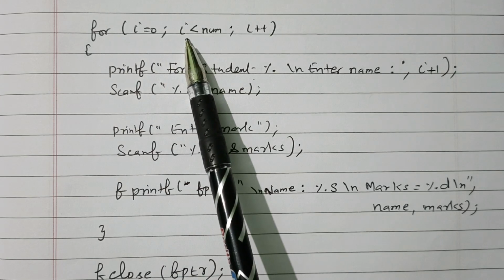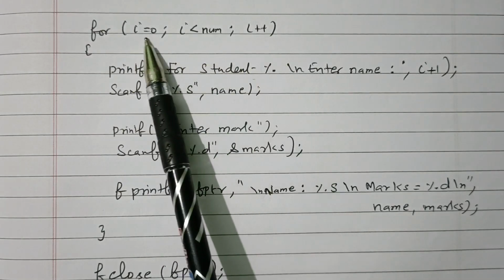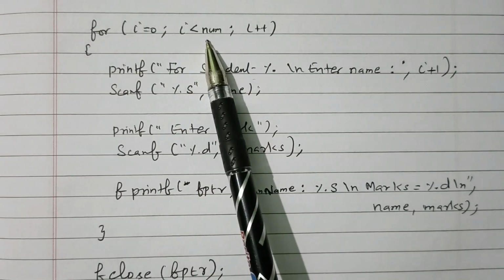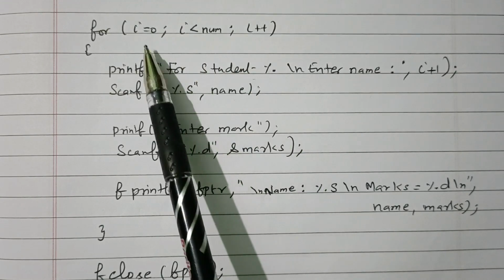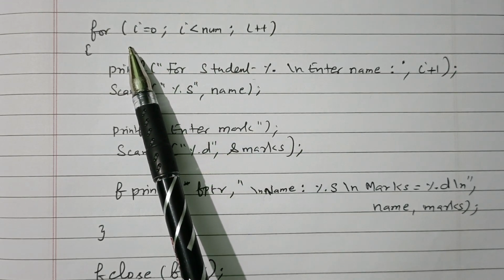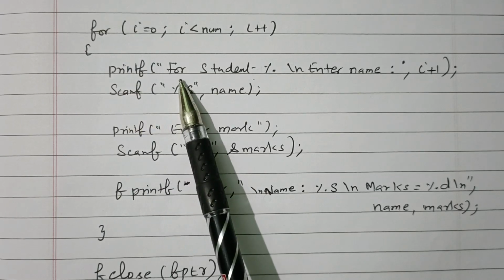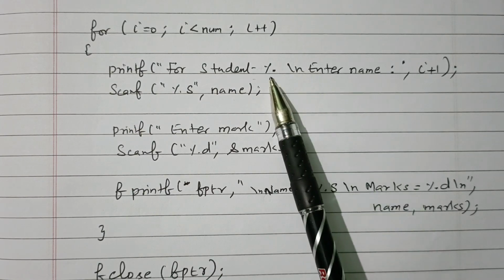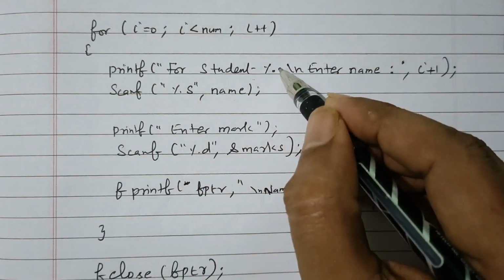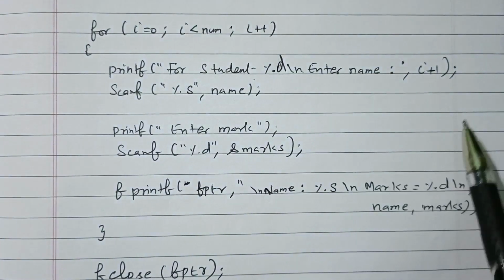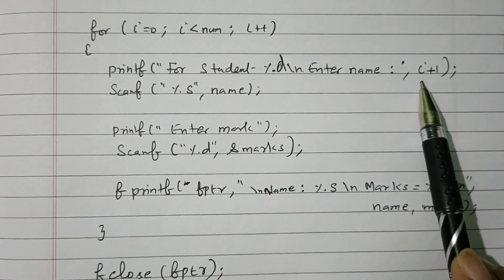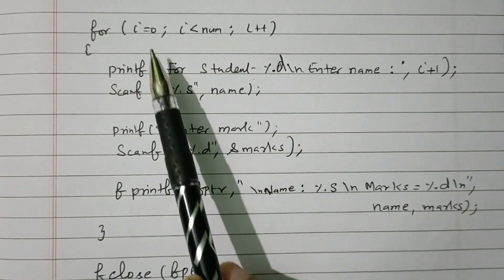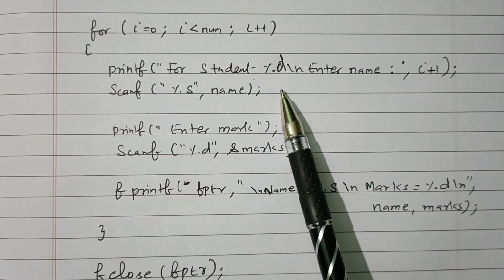For i equal to 0, i less than num, i plus plus. Initial value 0, this is the condition. If the number is 5, we have to execute 5 times. i less than 5, then increment, right? So initially we keep i equal to 0, that refers to the first student. Printf "Enter student %d name\n". What is this percentage d? This refers to i plus 1. The i value is 0, i plus 1 means 1. So for student 1, it will print 1. i is 1 means 2, then 3, like that it will print.